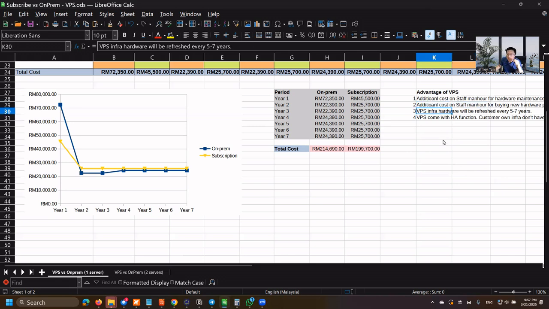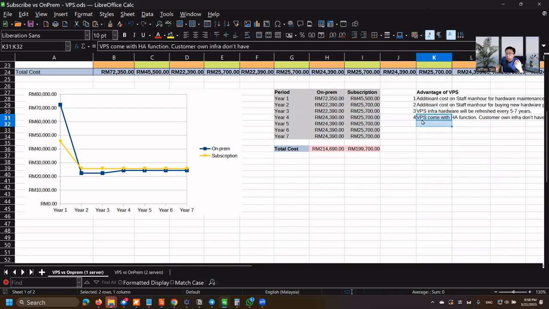And another one is that the VPS infra hardware will be refreshed every 5 to 7 years. In the data center, the cloud service provider, usually the vendor, will make sure that the system is maintained at a relatively healthy age. They cannot allow the system to become too old, because when it's too old, it is problem prone. It easily breaks down a bit here, a bit there. That is all operating cost for the vendor. So that's why they will refresh their hardware every few years.